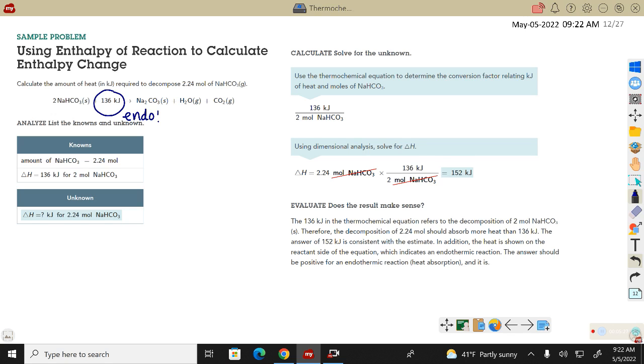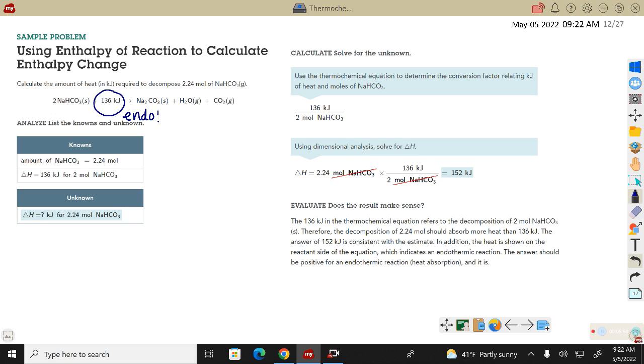There's an overall input of 136 kilojoules. Well, I want to know how much energy is required to decompose 2.24 moles of sodium hydrogen carbonate. All right, so here come back our stoichiometry ratios, but it's not crazy. I don't have to do limiting and excess, all that stuff, but I do have to set up a proportion. All right, we can do this.